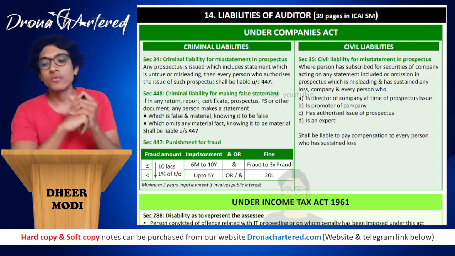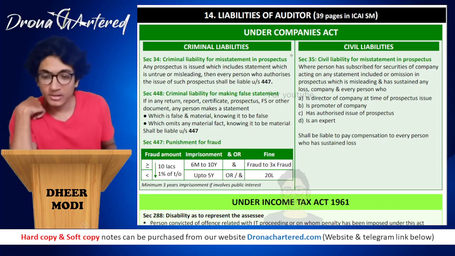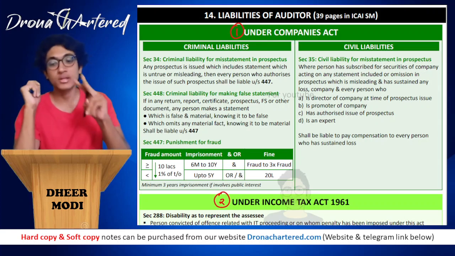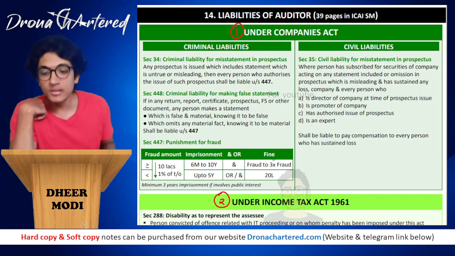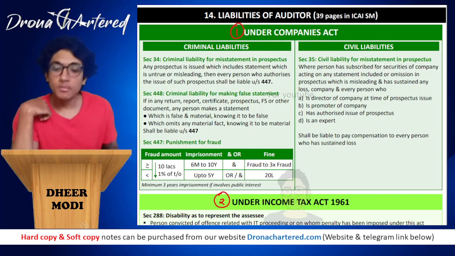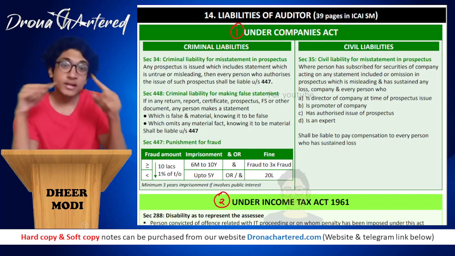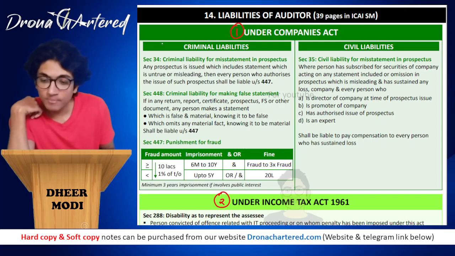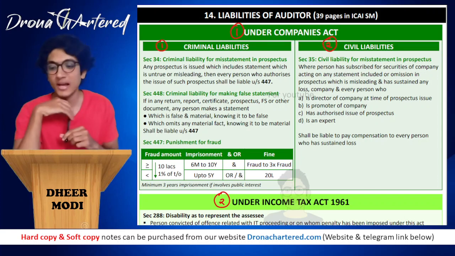Basically, in liabilities of auditor, there are two types of liabilities. First is under the Companies Act, and second is under the Income Tax Act. So these are the liabilities of auditor under the two Acts. Now under the Companies Act, there are again two types of liabilities. First is criminal liability, and second is civil liability.